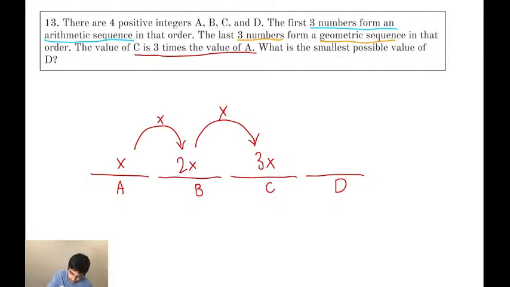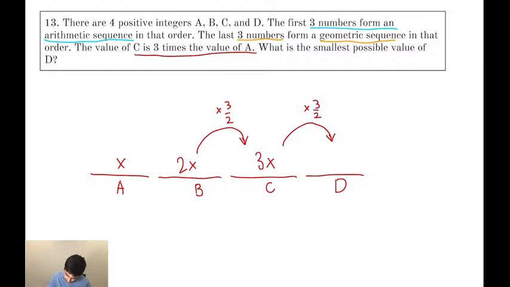Well, let me just erase this here to make it more clear. We know b, c, and d form a geometric sequence, right? So they have a common ratio. The common ratio between b and c is 3 halves. The common ratio between c and d is again 3 halves. And d is just going to be 9 halves x.